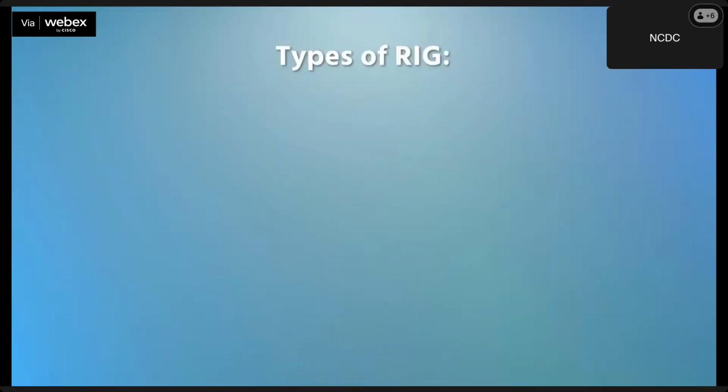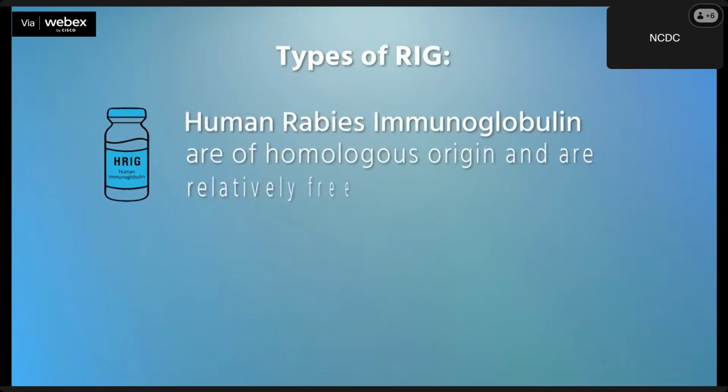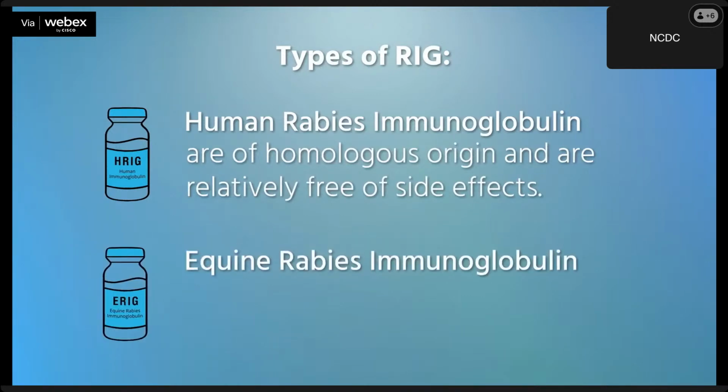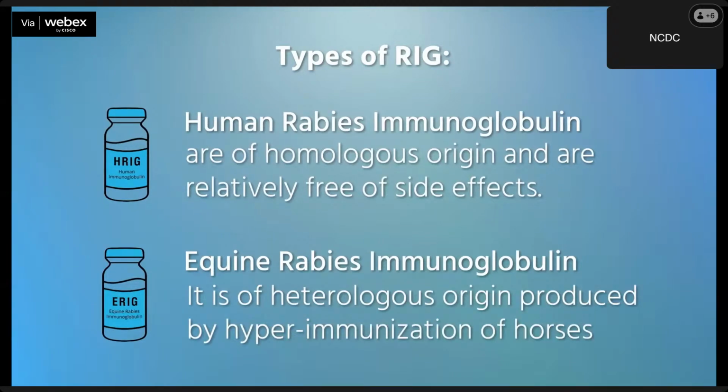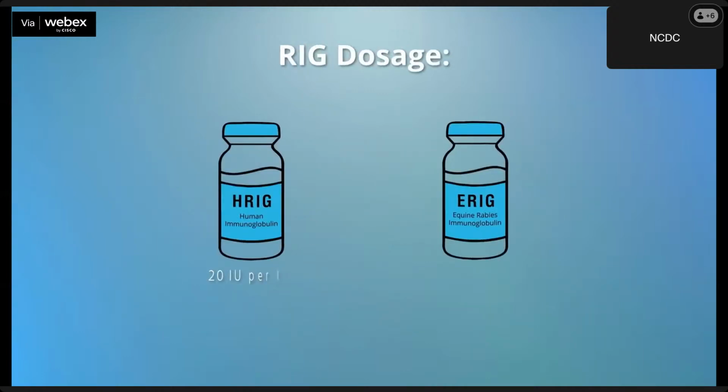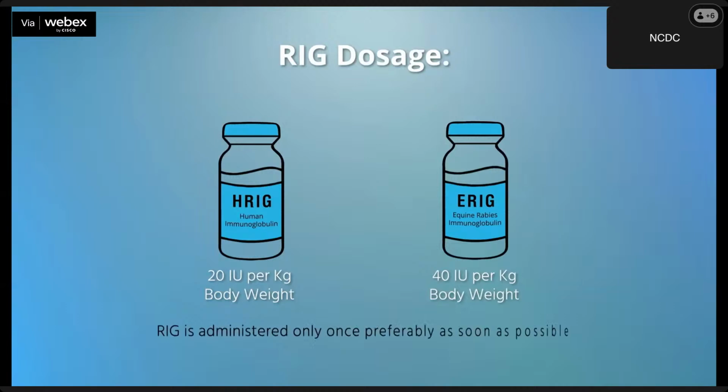HRIG or human immunoglobulin are of homologous origin and are relatively free of side effects. Another type of RIG is called equine rabies immunoglobulin or ERIG. It is of heterologous origin produced by hyperimmunization of horses. The dosage of HRIG is 20 international units per kg body weight, and for ERIG, it is 40 international units per kg body weight. Remember, RIG is administered only once, preferably as soon as possible.